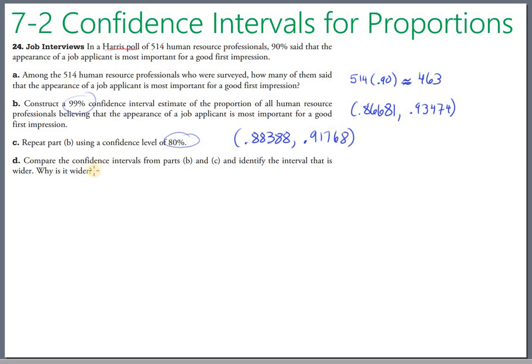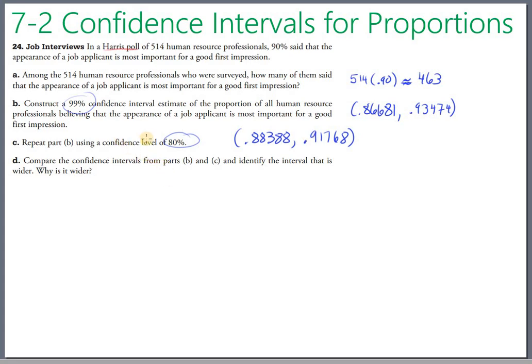Okay, and we basically already answered part D. We said the part B answer is wider. It goes like 87% to 94%, and this one's narrower. It goes like 88% to only 92%. And it's wider because it's covering more of the curve. It's giving us higher confidence that it's correct.